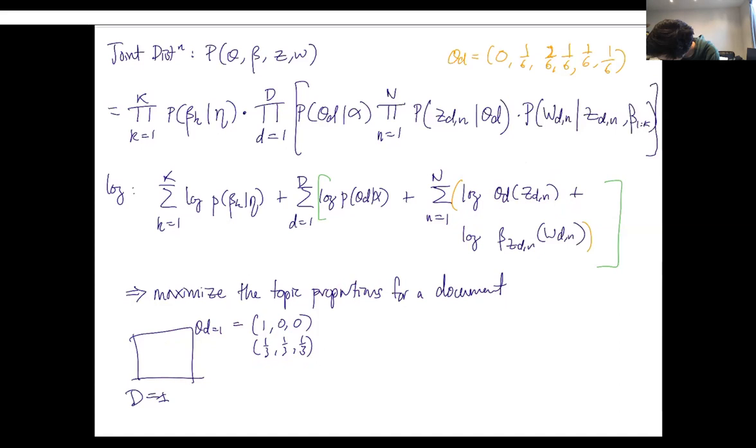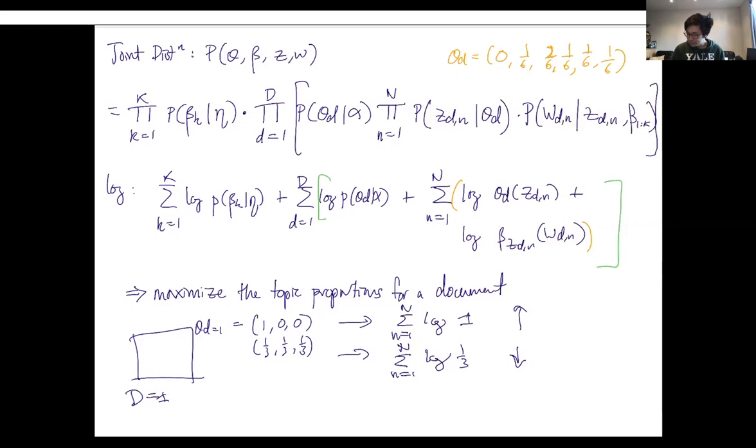In this case, it would be the sum from n to one of capital N of log of one, versus the sum from n to one of capital N of log of a third. So this is obviously larger than this. So we want theta d to be sparse because we want every document to have a distinct topic. I'm not making claims about what we want. I'm saying that if the goal is to find parameters that maximize the likelihood, what the algorithm is going to try to do is sparsify the theta d's. Okay.